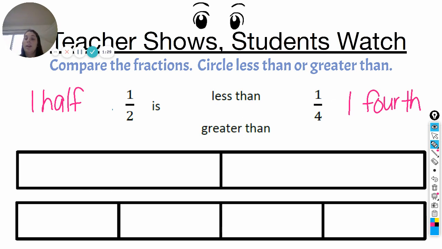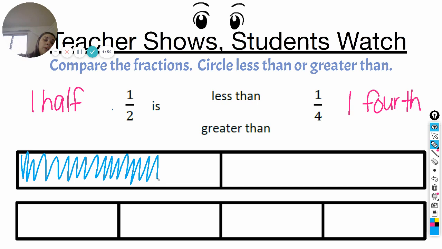So what I'm going to do is I'm going to go ahead and shade in 1/2. You can see I have my fraction strips here. If you have your fraction strips in front of you, you can get out your half and your fourths and lay them on top of each other like this. And then you can kind of see where the lines line up. So if I shade in 1/2, one out of the two pieces, I have that much.